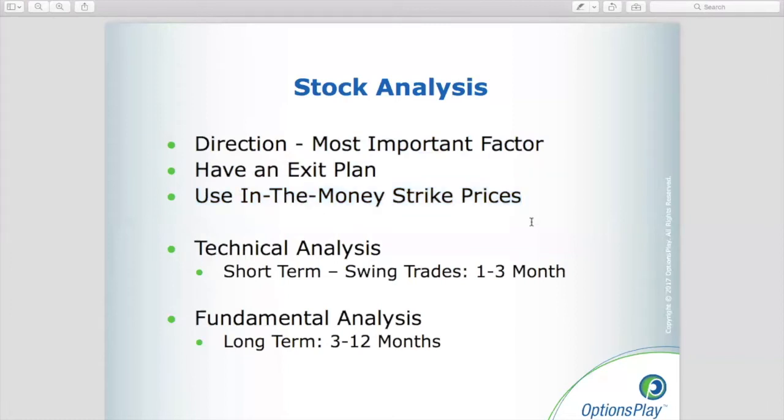So I just want to cover a few different types of analysis because many of you may have different views on how to do your analysis. When you're looking at technical analysis, typically these are shorter term trades. These are swing trades that last anywhere from a few weeks out to a few months out. These are the types of strategies where you would typically trade expirations that are anywhere from 1 to 3 months out.